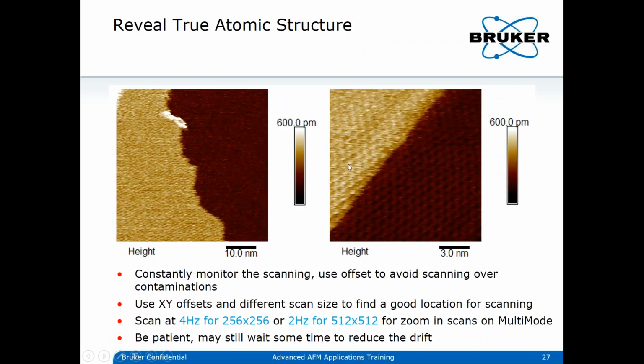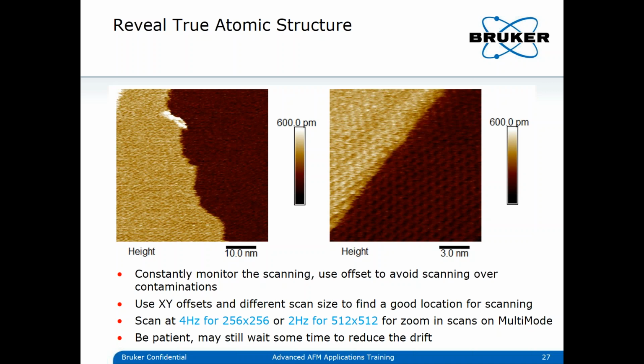You should constantly monitor the scanning and use an offset to avoid scanning over contamination. So if you have contaminations, zoom away from them or use the offset to get away from them. And then you can look for different scan sizes to find a good location for scanning. And for instance, edge is pretty nice for that. And you can then zoom in on that.